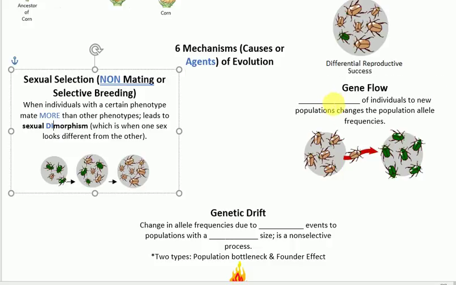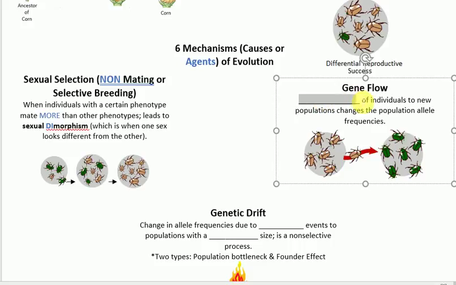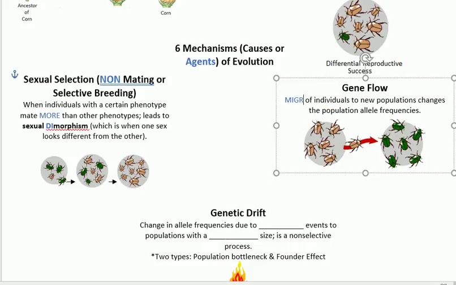Over here, we have gene flow. And gene flow is basically migration of individuals to new populations. And it's going to change the population's allele frequencies.